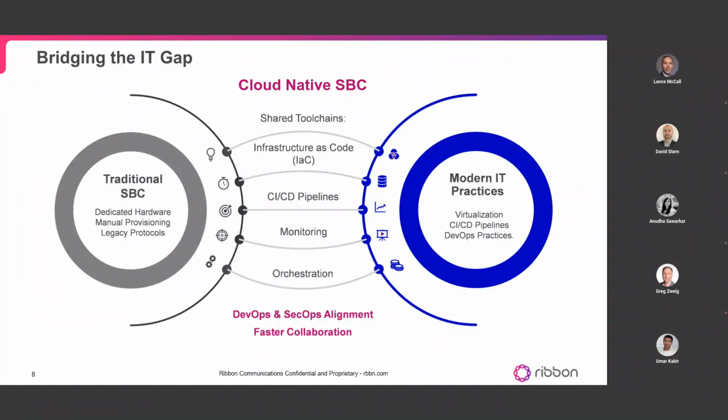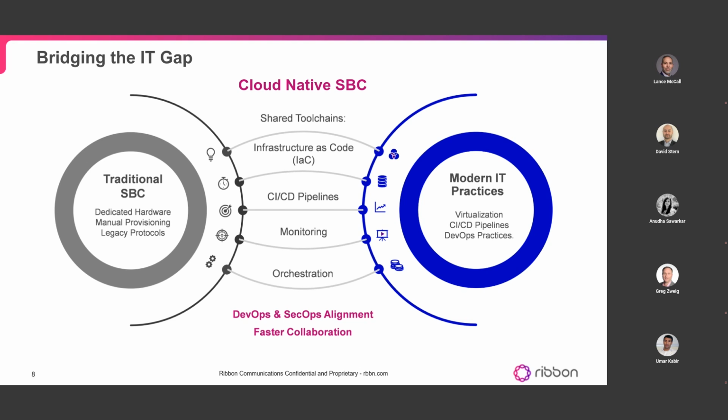I'm going to turn this over to David. Did you want to talk through the next few slides? Yeah, thanks, Umar. Just looking at the time, I'll zip through my next couple of slides because we're running out of time quickly. So let's build on the back of this cloud native SBC thinking.